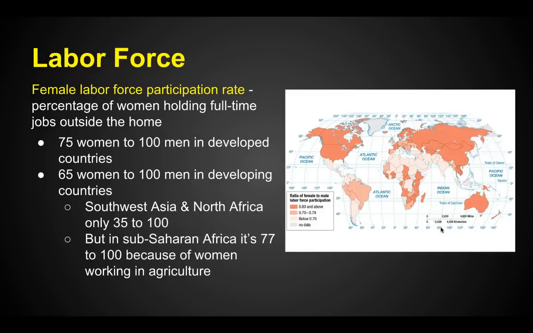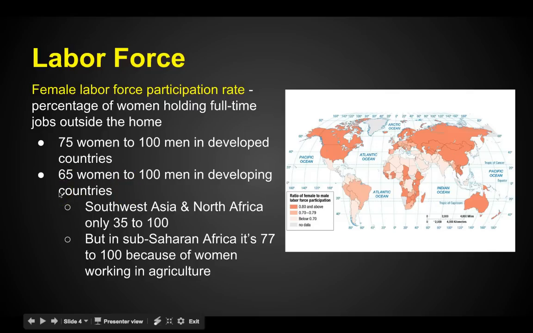Okay, the next thing dealing with empowerment is labor force. The female labor force participation rate. This is the percentage of women holding full-time jobs outside the home. It's 75 women out of 100 men in developed countries, meaning we're getting a lot closer here. Sure, we're still short, but we're moving forward. 65 women to 100 men in developing countries, so we still have some more room to progress.